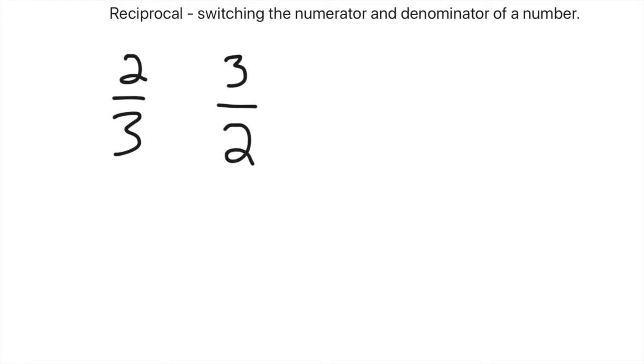And for these, you can just leave them as improper fractions. You do not have to make them into mixed numbers. If you're given a whole number, like 4, all whole numbers go over 1, so the reciprocal of 4 would just be 1/4. Again, it's just switching the numerator and denominator.